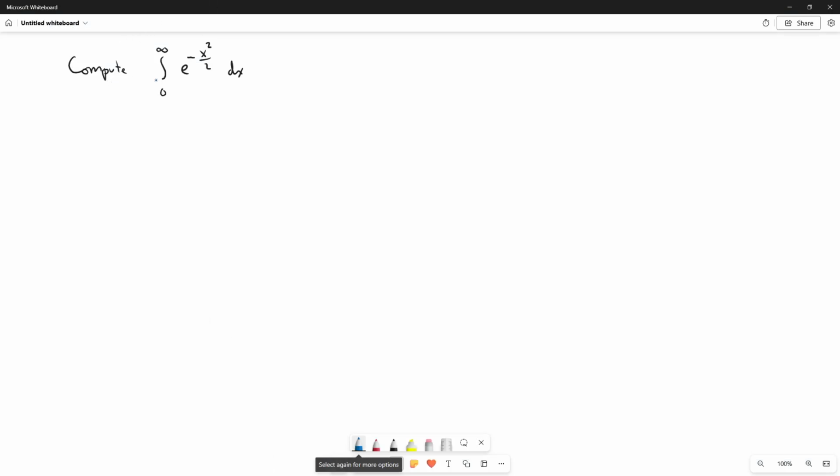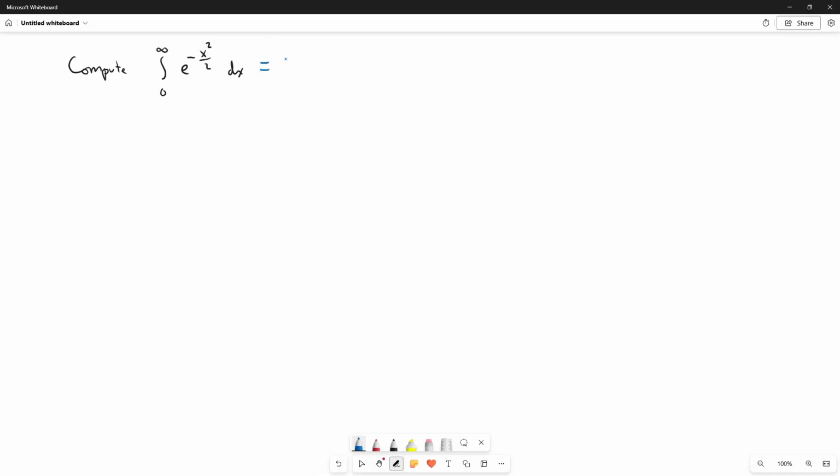We would like to compute the improper integral from 0 to infinity of e to the minus x squared over 2 dx. This function does not have an antiderivative in closed form. We would have to use a power series and integrate term by term. So what we're going to do to compute this integral is actually use a double integral in polar coordinates.